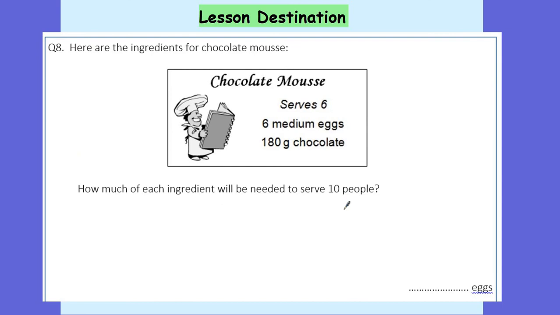Okay, Year 7, can you now pause the video and in your light blue book work out this question for me? Work out how much he needs for 1 person and then how much he needs for 10 people. Pause the video for a couple of minutes and work this out now, please. And here are the answers I was looking for. 10 eggs and 300 grams of chocolate.